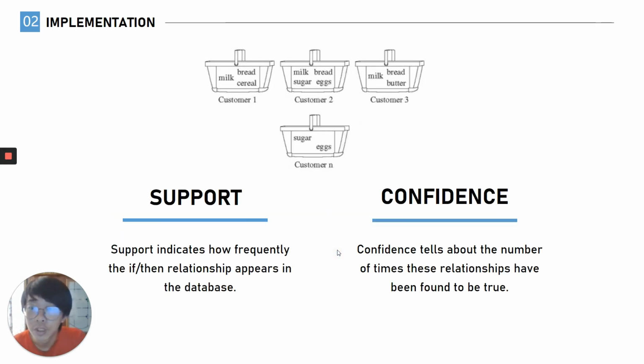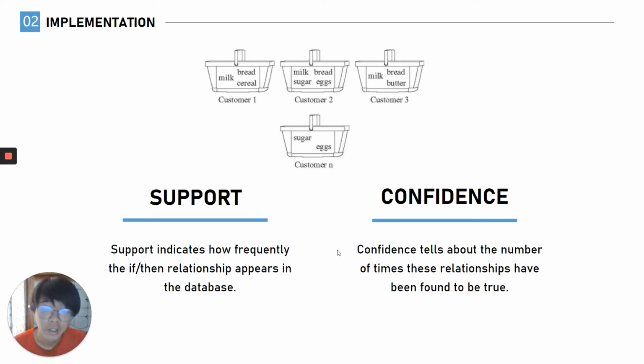That's it. For the implementation, there are two terms that we need to use in frequent pattern mining, which are support and confidence. Support indicates how frequently the relationship appears in a database. So it's basically how frequently an item appears in all the transactions. For the example that I gave above, we can say that milk and bread have the highest support, because milk appears 3 times and bread appears 3 times in all the transactions. So we say that milk and bread have the highest support.